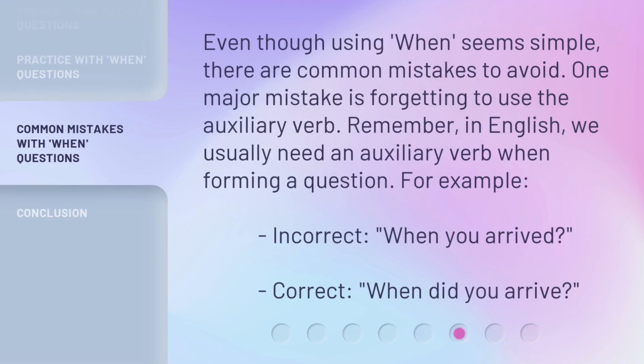Even though using when seems simple, there are common mistakes to avoid. One major mistake is forgetting to use the auxiliary verb. Remember, in English, we usually need an auxiliary verb when forming a question. For example, incorrect: when you arrived. Correct: when did you arrive?